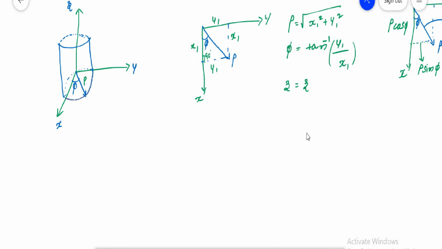So here rho is nothing but your radius vector. For example, if I consider this is your y and this is your x, how are you going to get this cylindrical coordinate system?